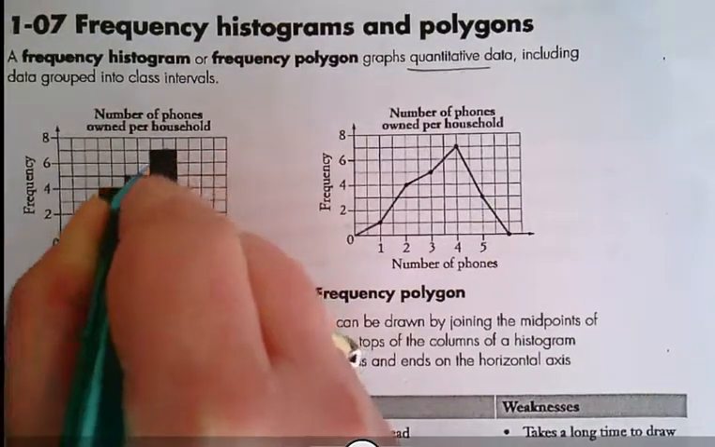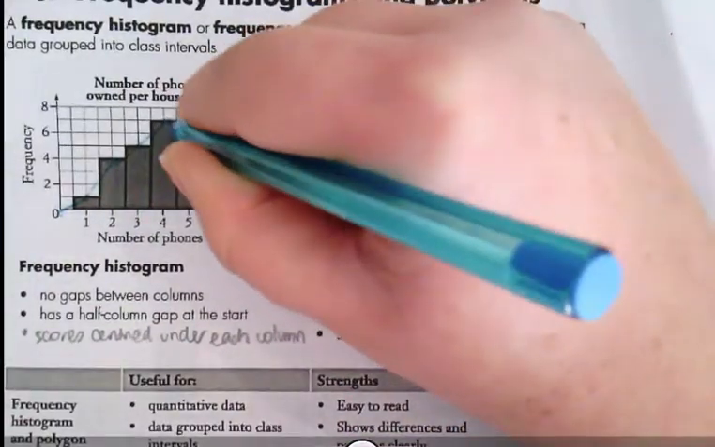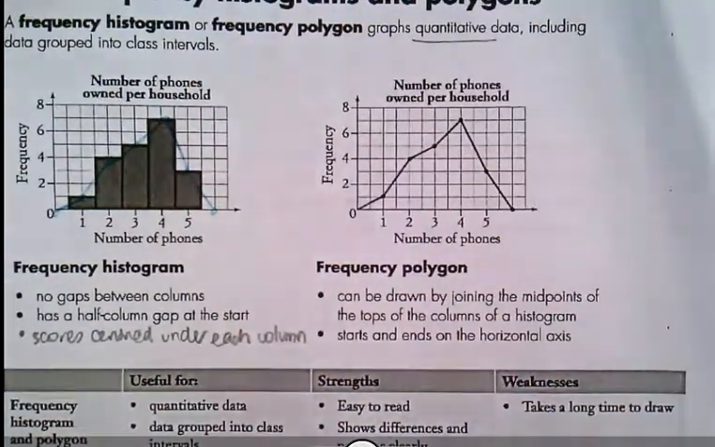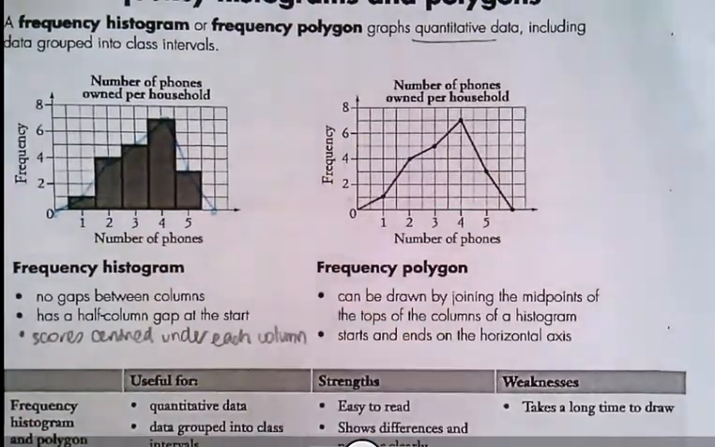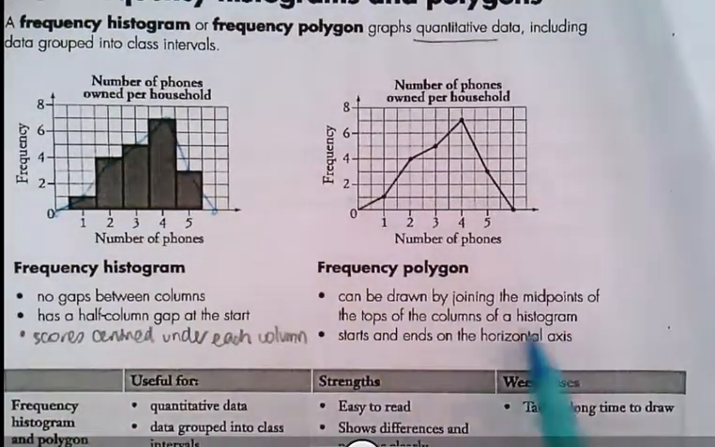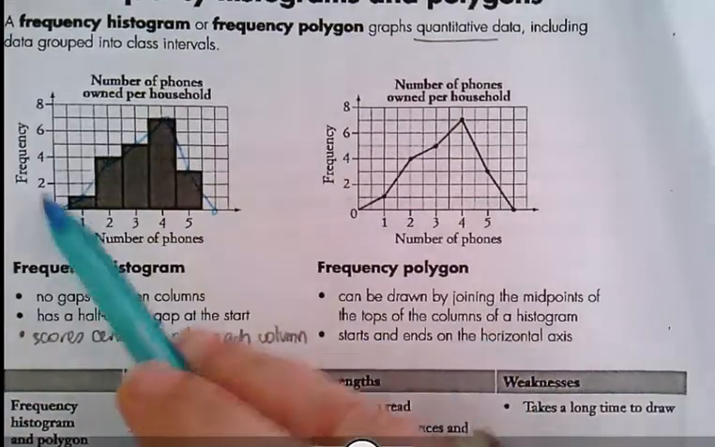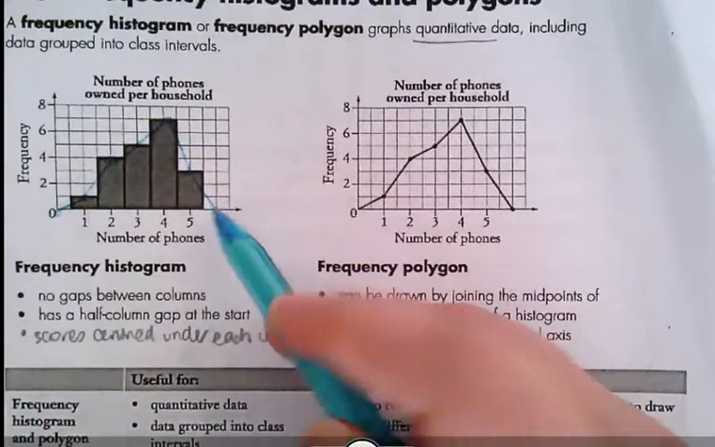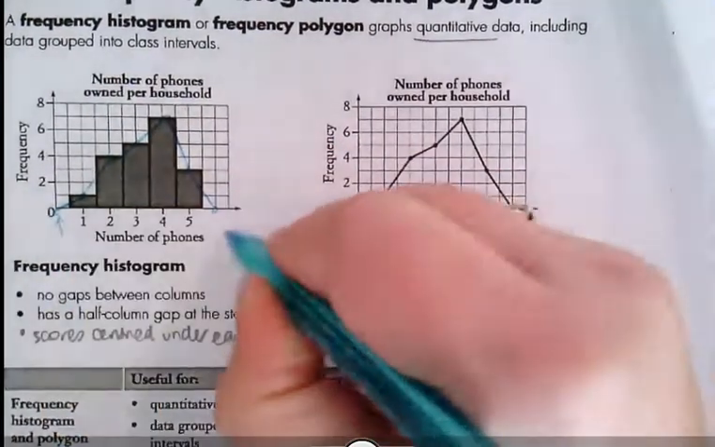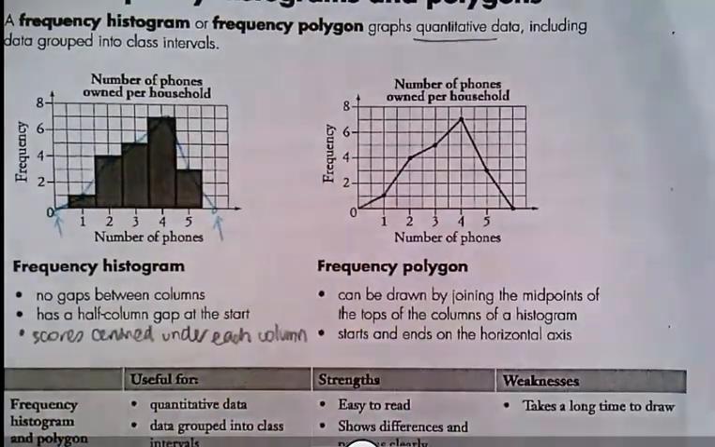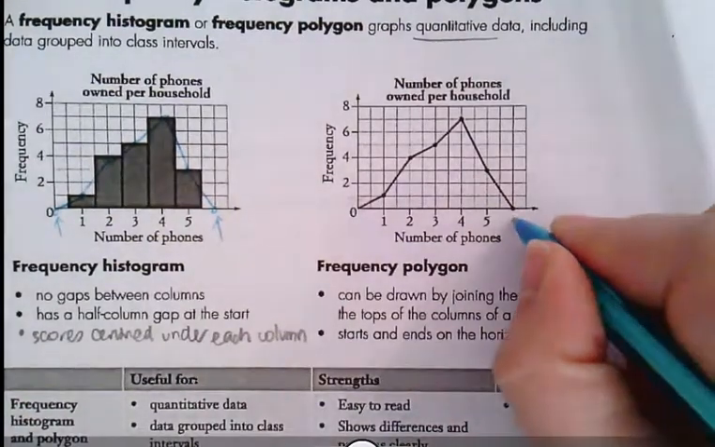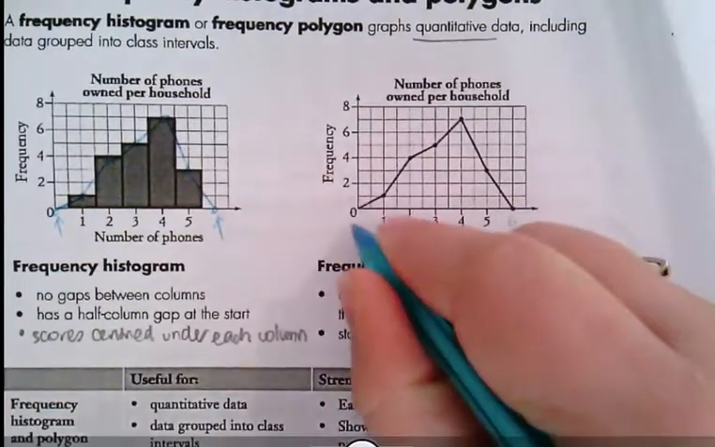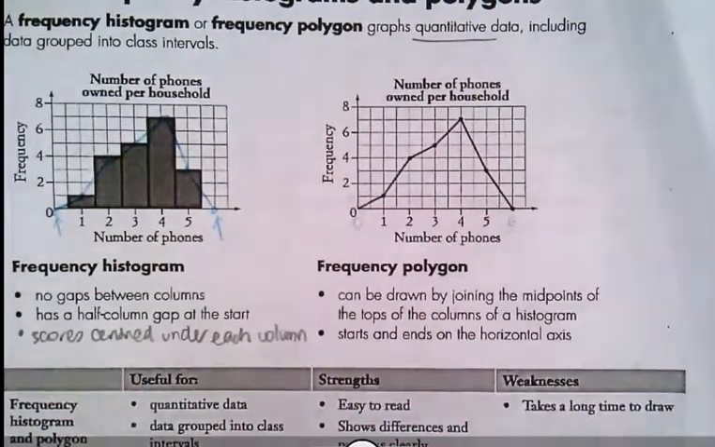Remember, the frequency polygon joins the top centers of each column, and often you'll see it drawn with the histogram, but I've just drawn the polygon there on top of the histogram as well. The polygon can be drawn by joining the midpoints of the tops of the columns, and it must start and end on the horizontal axis. So it starts here and it finishes there, half a column gap away. For example, the number 6 would have been there, showing that the frequency for number 6 is 0, and the frequency for 0 is also 0.